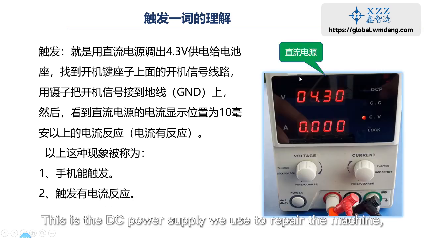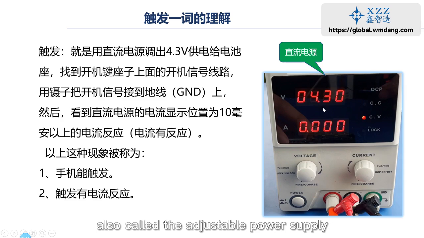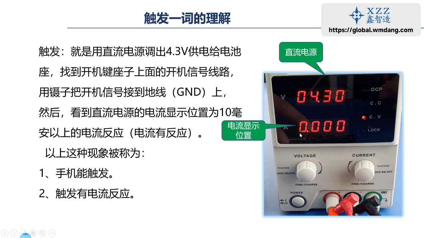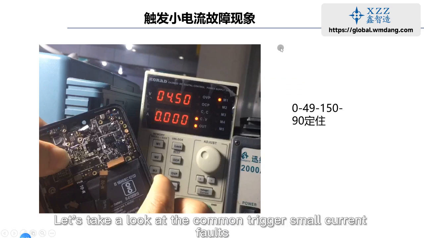This is the DC power supply we use to repair the machine, also called the adjustable power supply. Position A is where the current is displayed. Let's take a look at common trigger small current faults.